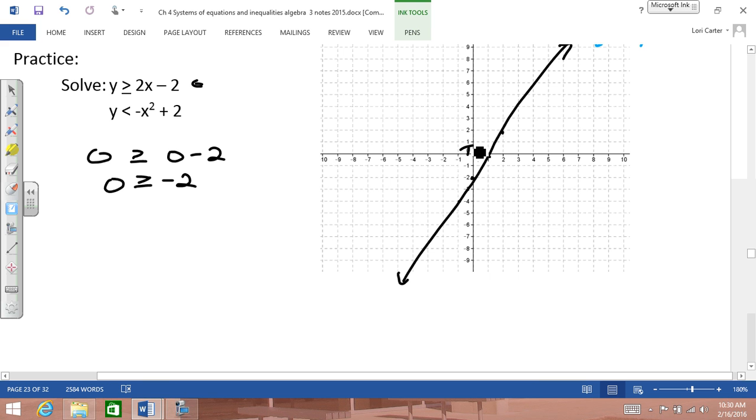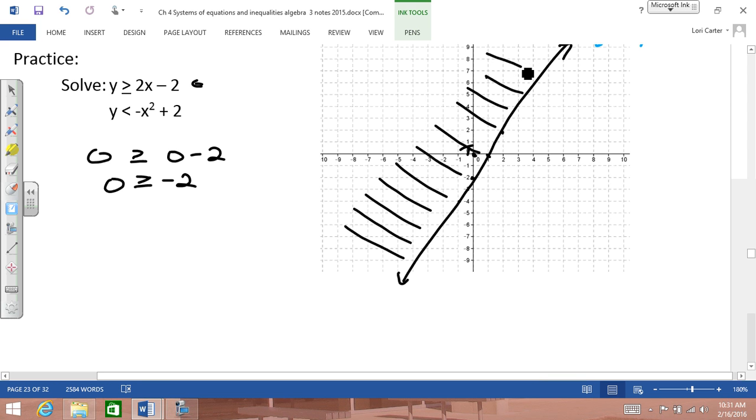See how it's on this side of the line? That means every point on that side of the line is true, and every point on this side of the line is false. If you had picked 5, 1 and plugged it in, it would have been a false statement. Make sense? Since these are true, you shade where the true side is. Does that help? Okay, now you have to do the parabola.